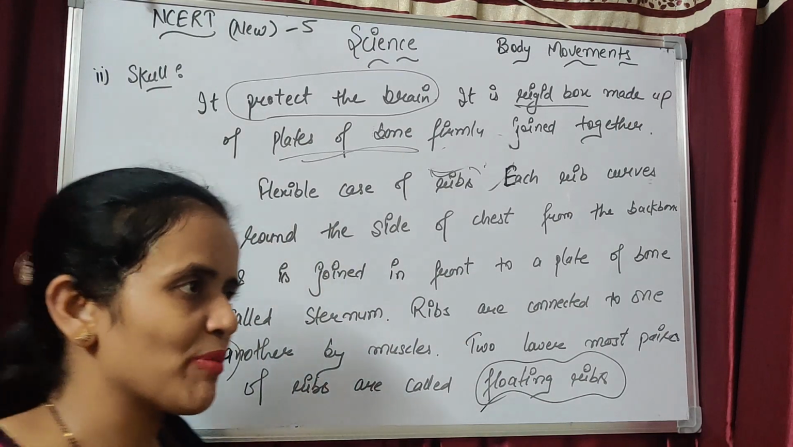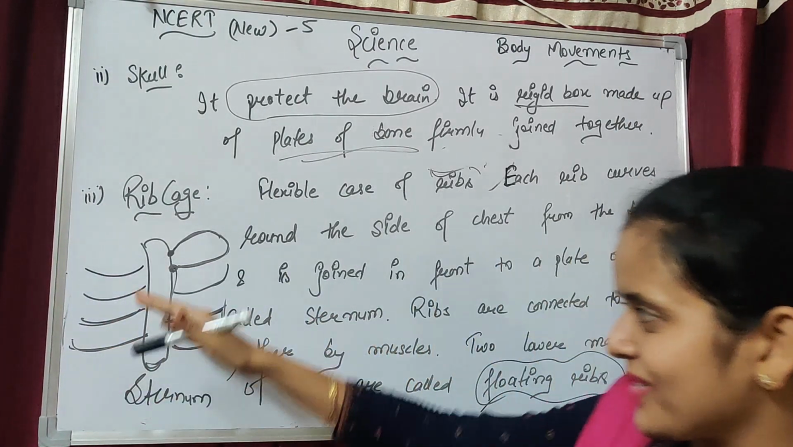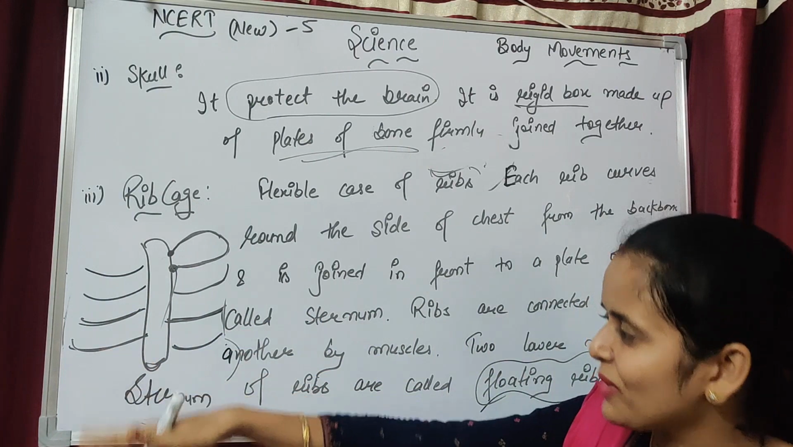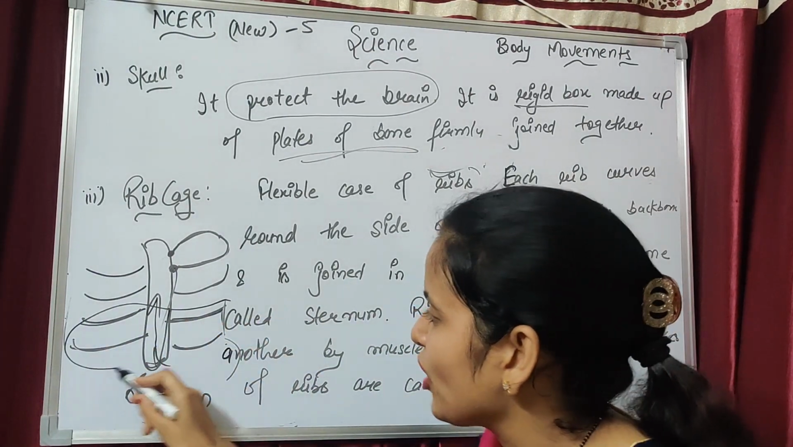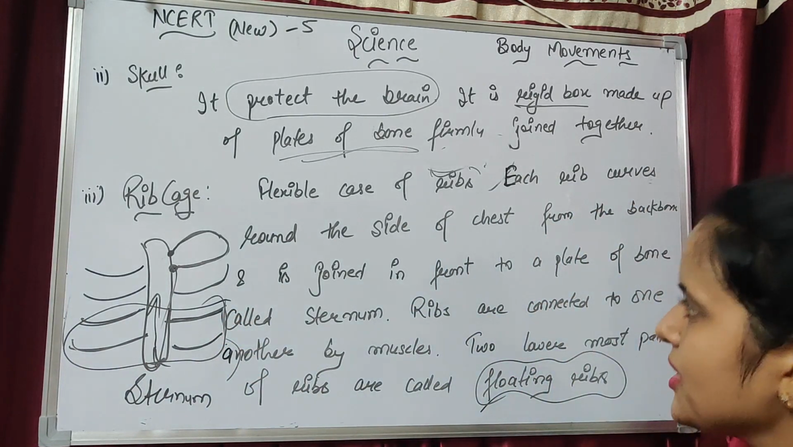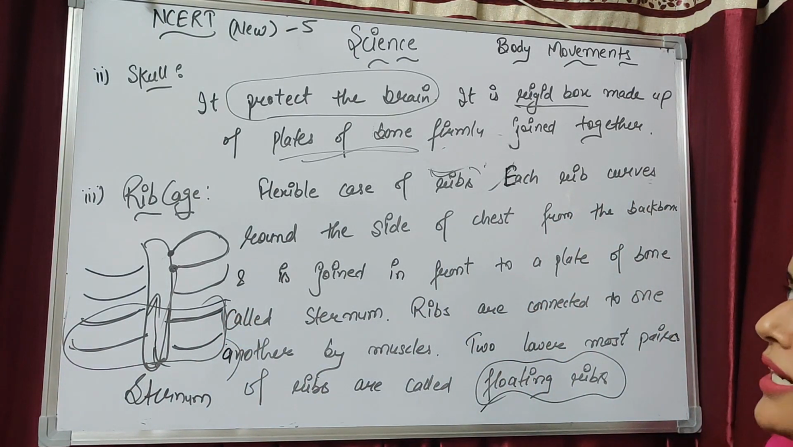The last two pairs of the rib cage are floating ribs, so that if our tummy becomes large, they move upward, and if our tummy becomes small, they move downward. So the last two pairs of the rib cage are floating ribs. Clear?